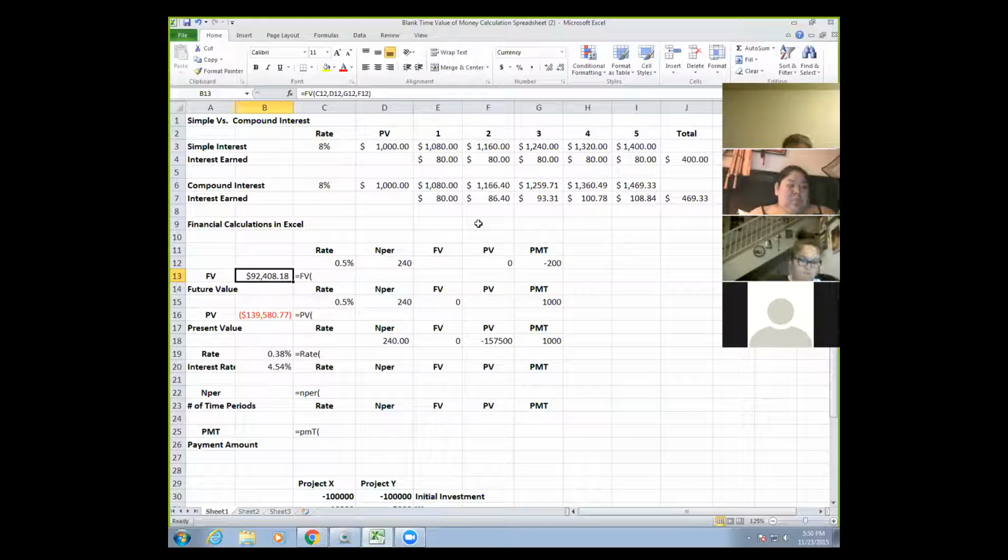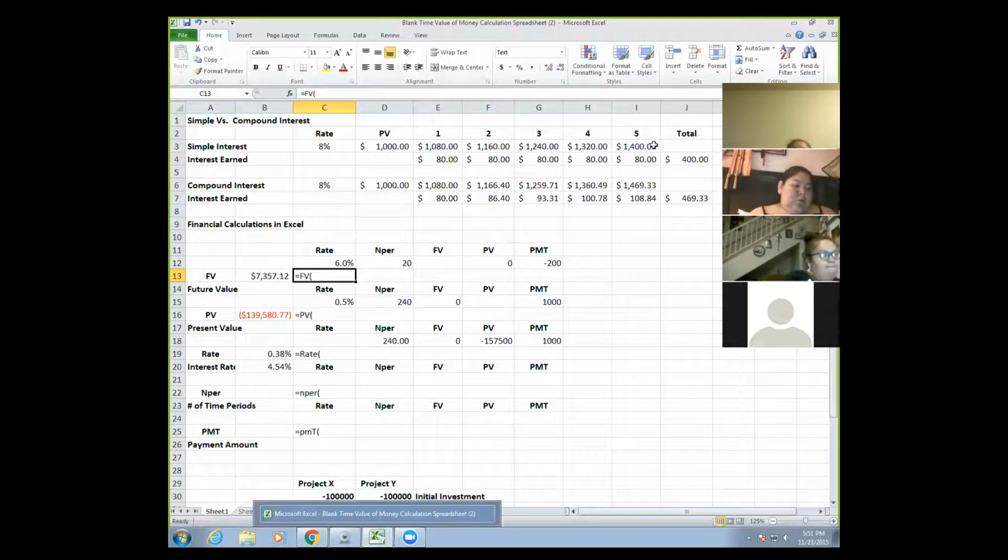Any questions about that? The tricky part about this one probably was the fact that it was months, not years. So just remember, whatever time period you're doing, if it's months or years, both the rate and the number of time periods have to be that same amount. So if we were figuring this out in years, the rate would have just been 6%, and the number of time periods would have been 20. Okay, so that's the first one. All right, so let's move on.